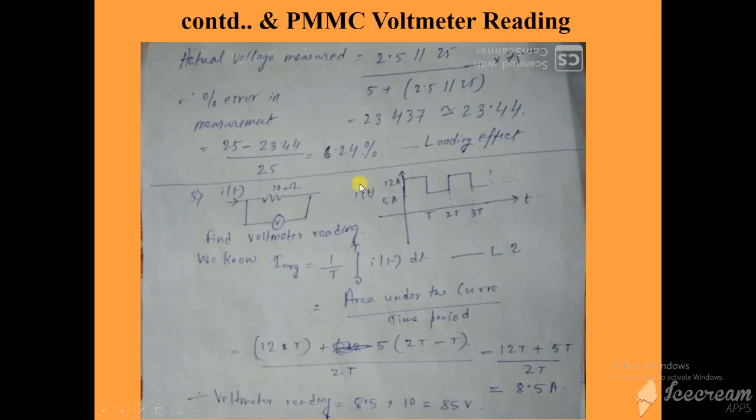So this is our current waveform, which is passed through it, as supplied in the question. So it is 12 amp for some time t, from t to 2t it is 5 amp, then again it is 12 amp. You have studied these parts, I think.